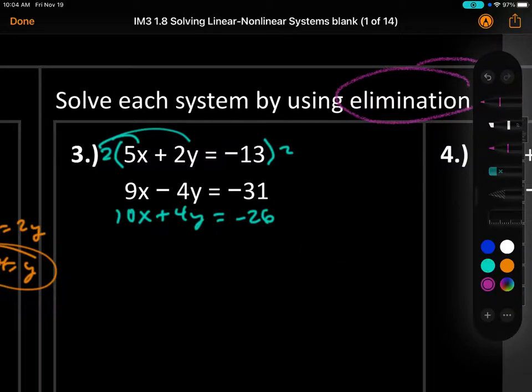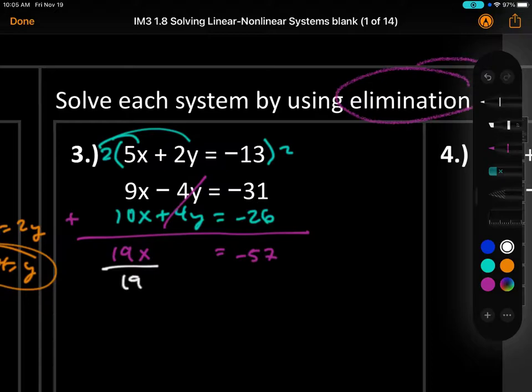Let's go ahead and add these together. You're going to get 19x, and this is what we wanted here. We wanted those to add to 0. Therefore, it's eliminated. -57. You see 19 and x, so the opposite is division. So divided by 19, x equals -3.